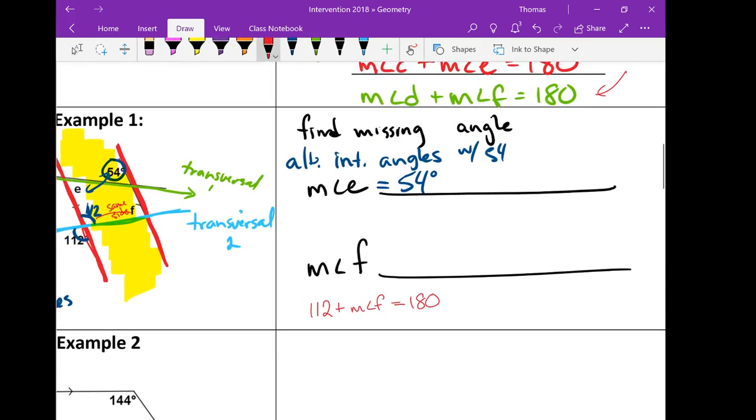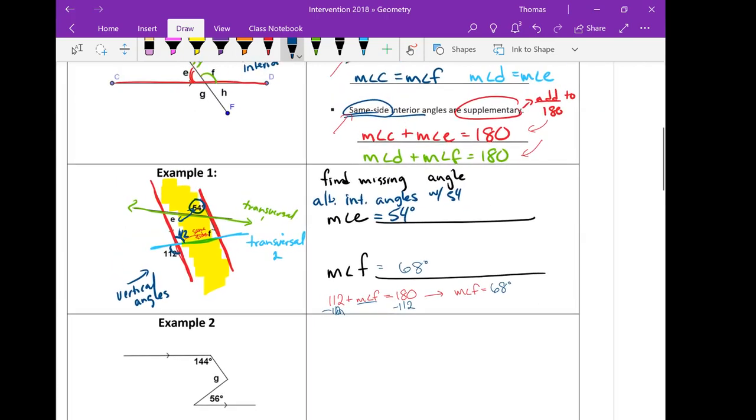Well, this is just an equation. We can solve this. If I have 112 there, I can take away 112. That'll get rid of it so that measure of angle F is by itself. Whatever I do to one side of an equation, I have to do to the other side to keep it the same. And that takes us to measure of angle F equals 180 minus 112. Let's see, 70 would take me to 182, so I need 2 less than that, so 68 degrees. So measure of angle F will be 68 degrees.